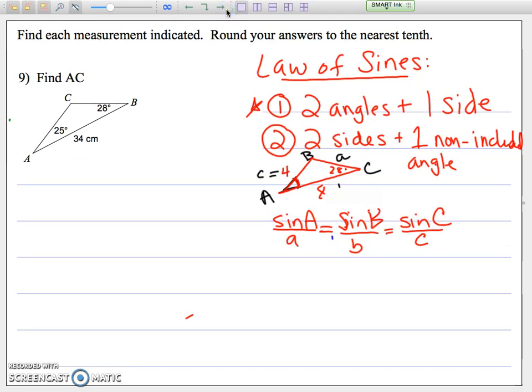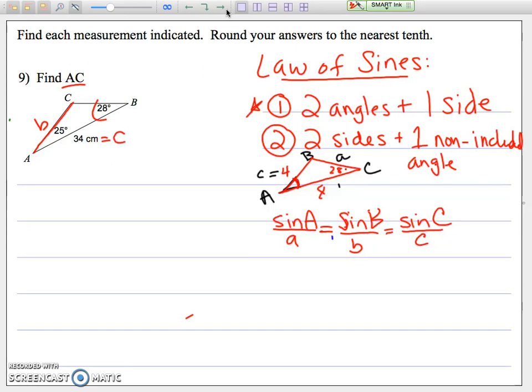Number 9. Once again, we have 2 angles and a side. So step 1 is I want to find AC. Well, that's right here. And I notice it's across from B. So I'm looking for side length B. Now this one's a little bit tricky. Okay, so I know C, this side length here. Now I cannot use Pythagorean theorem because it's not a right triangle.